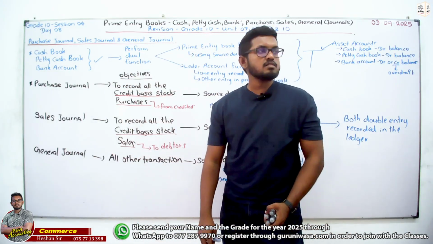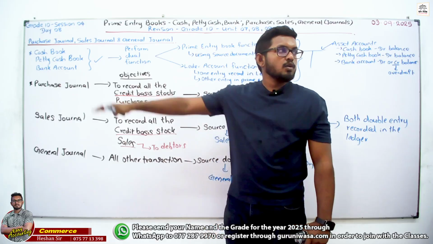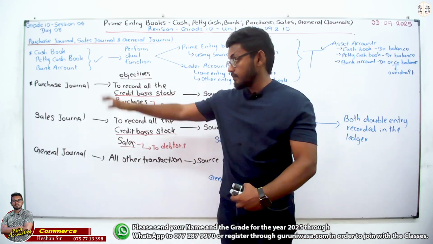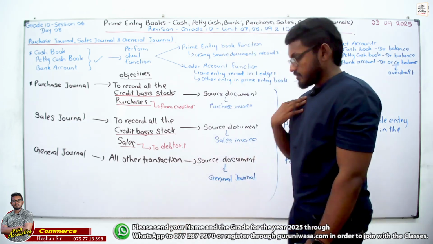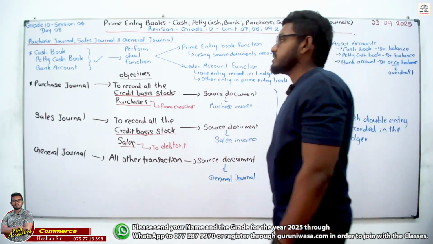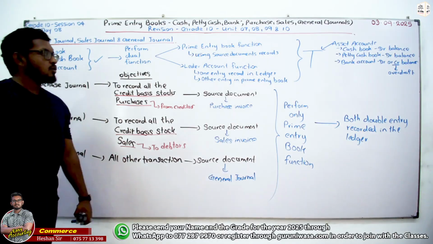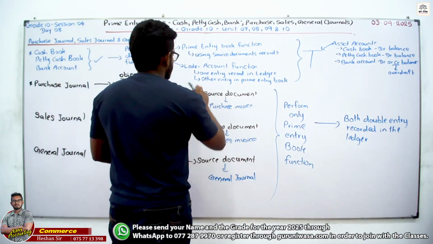Can you hear me guys? I am audible, right? Because it performs only one entry, or only the prime entry book function. But in here, if you write something in the prime entry book, since it performs dual function, only one account goes to the ledger.